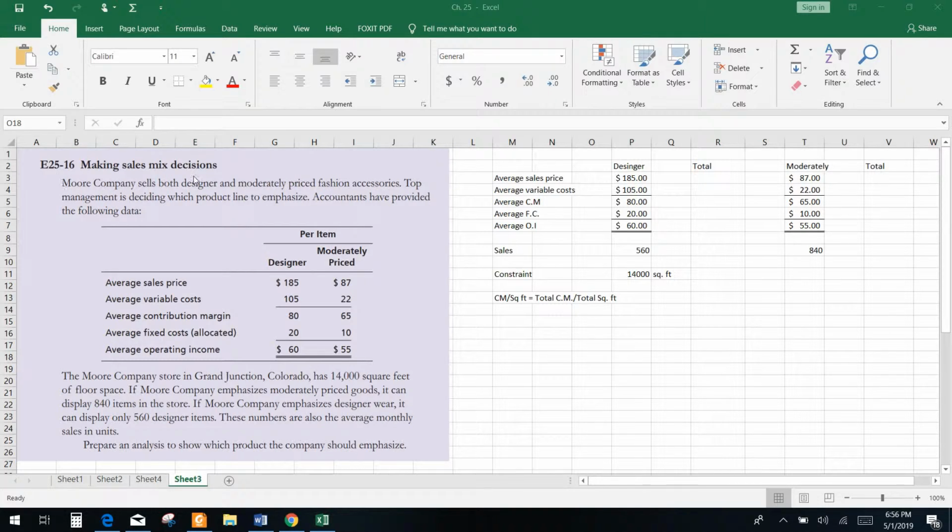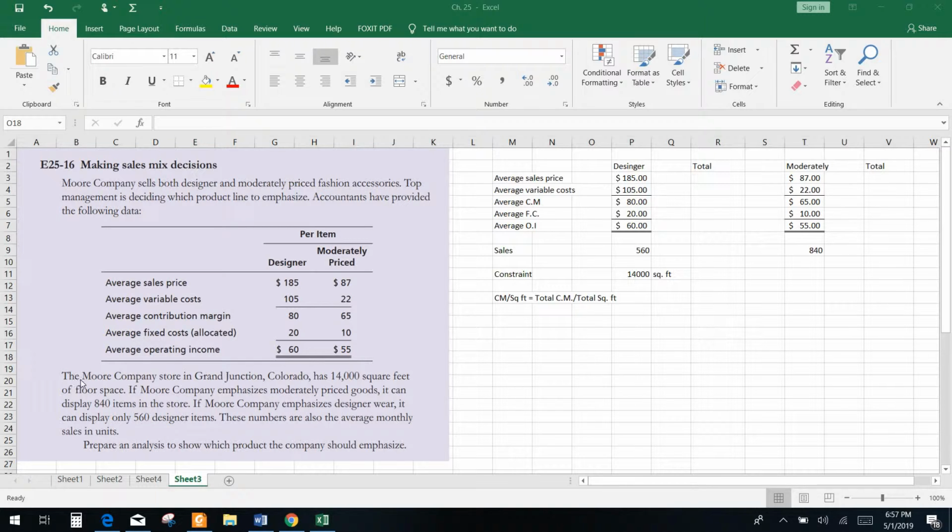So I'll just quickly read this question and go over the topic briefly, just so everyone will have an overview. The question says, Moore Company sells both designer and moderately priced fashion accessories. Top management is deciding which product line to emphasize. Accountants have provided the following data. And here's the data. I've transposed it over here on the side so that we can just quickly arrive at an answer. They have average sales, average variable cost. It's basically a contribution margin income statement, and they've done all that for us.